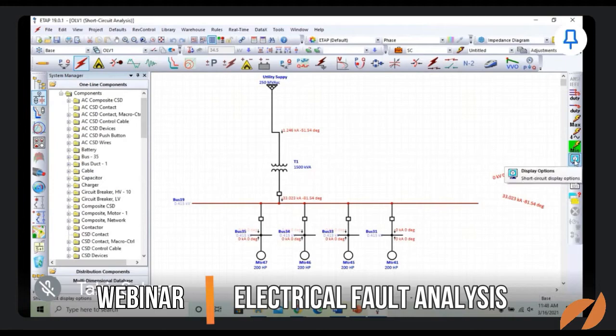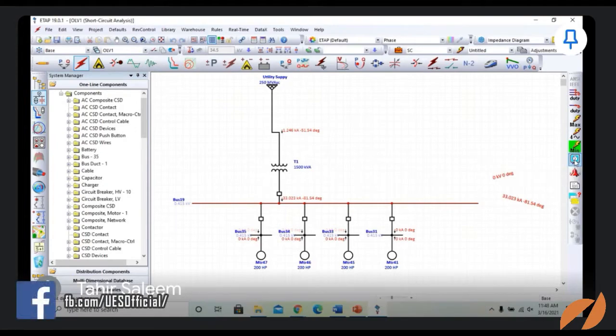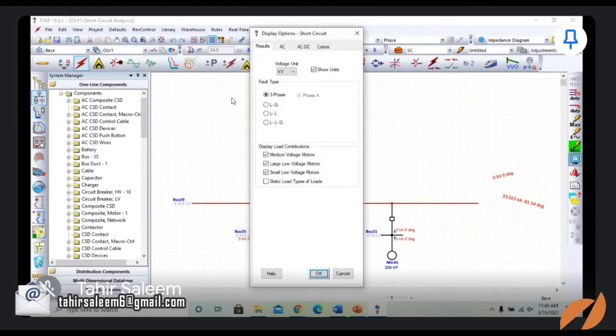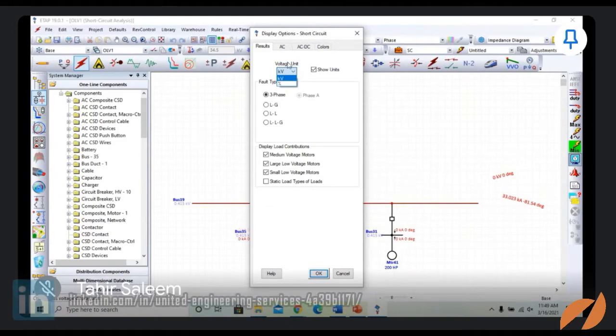Now you have different display options for what kind of fault you want to inject, and what kind of parameter you want to see at the bus bar in the case of short circuit. Here you can click on the display options, and you will find the voltage unit. You can change it from percentage to kilovolt. You can also see the fault type, and you can easily change it.